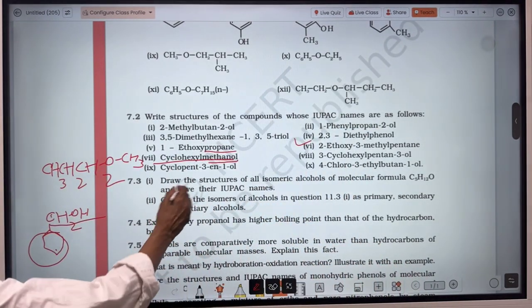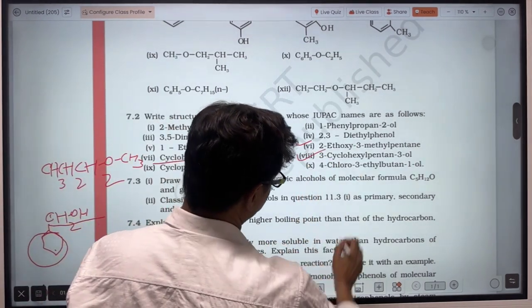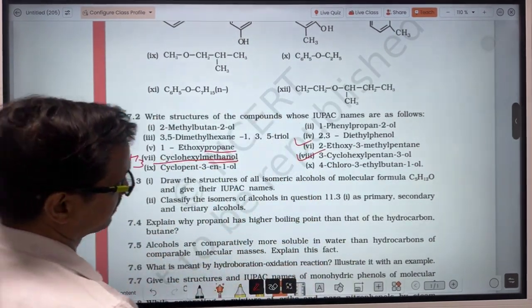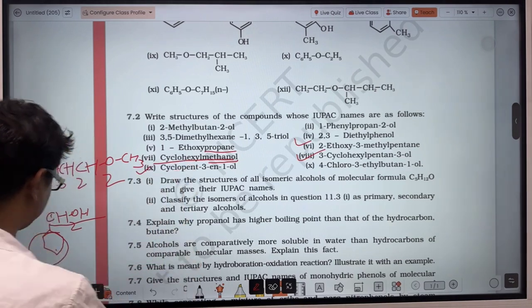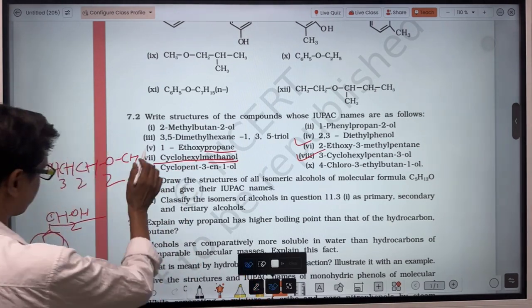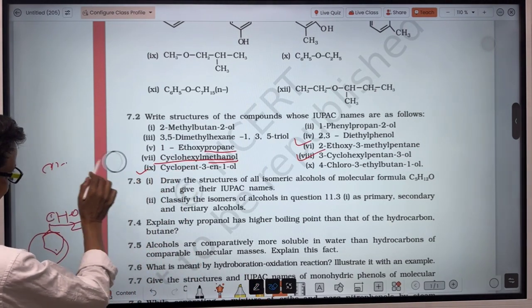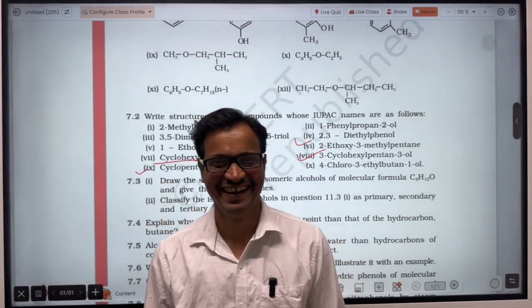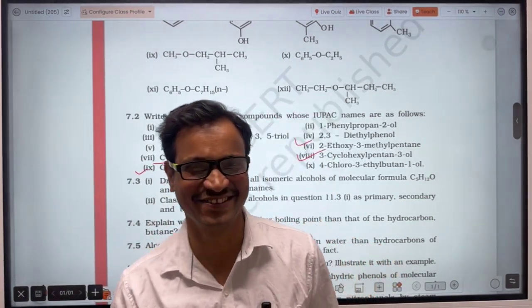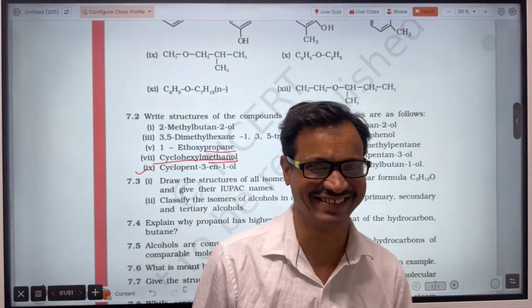Okay, you could solve cyclohexylpentan-3-ol, you could solve this one. Okay, 9th question I am solving, and this question is also easy. I am solving it, that does not mean this question is difficult. Okay, I am solving it, that means don't consider this question as difficult. So quite easy it is.